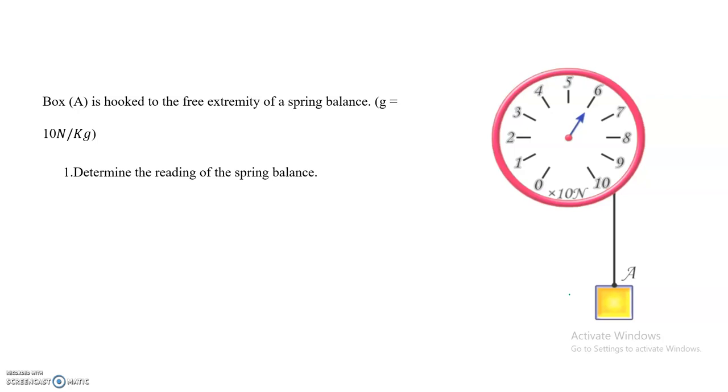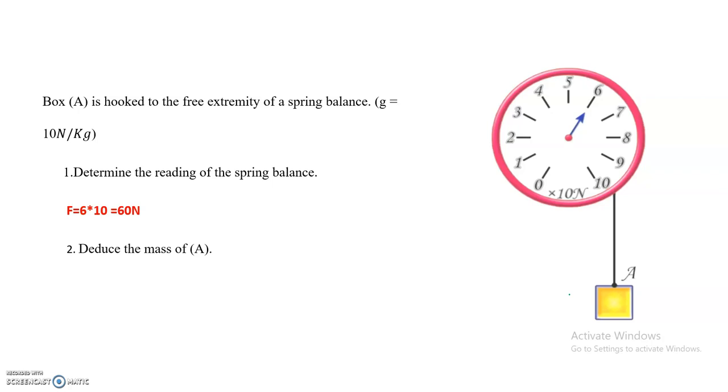In this exercise, I have a book hooked to the free extremity of the spring balance, g equal 10 Newton per kilogram. Determine the reading of the spring balance. First of all, the reading is 6, but the force is 6 times 10. It will be equal to 60 Newton. Deduce the mass. طب نحن أخذنا أن spring balance will measure the force. طب مين الفورس اللي acting on this body? The force here is a weight.